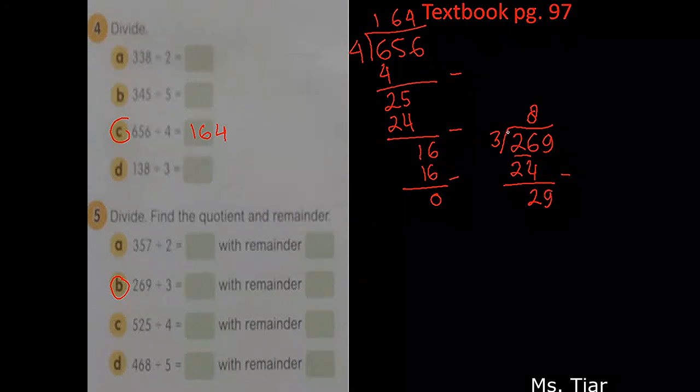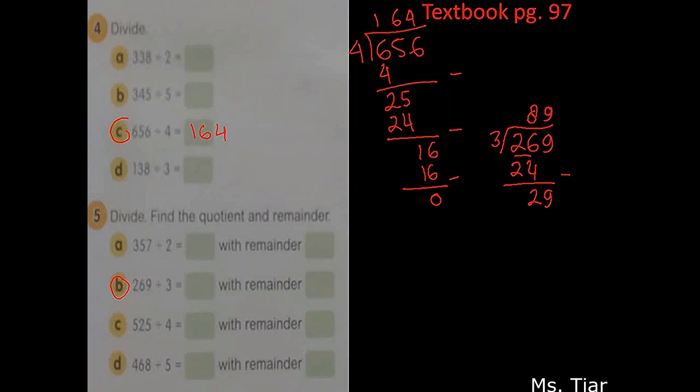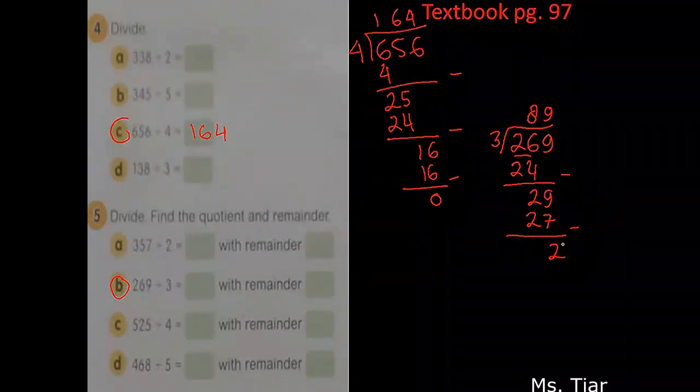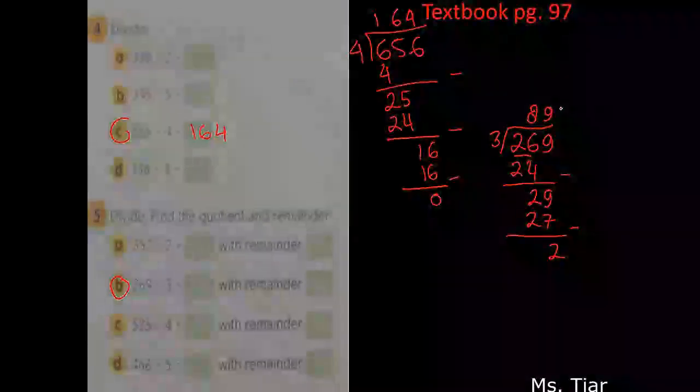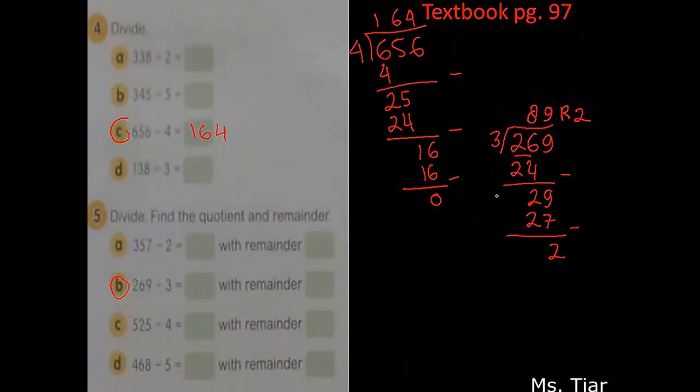29 divided by 3. Yes, you get 9. 9 times 3 is 27, and then you subtract, you get 2. Oh, we get a remainder here. Yes, the remainder is 2. Why is the remainder 2? Because 2 cannot be divided by 3. So this is the remainder. You guys understand? So the answer is 89 with remainder 2.